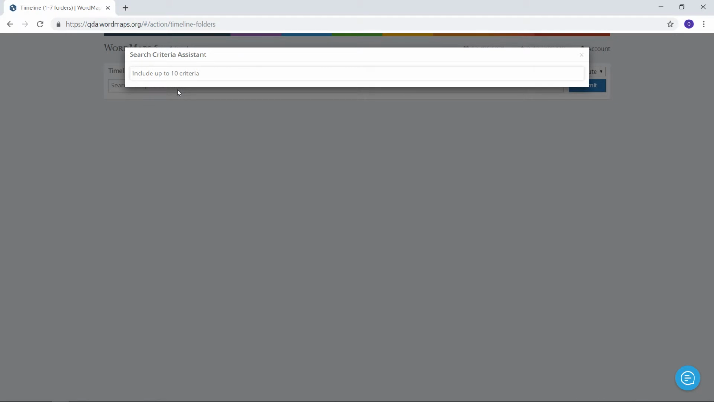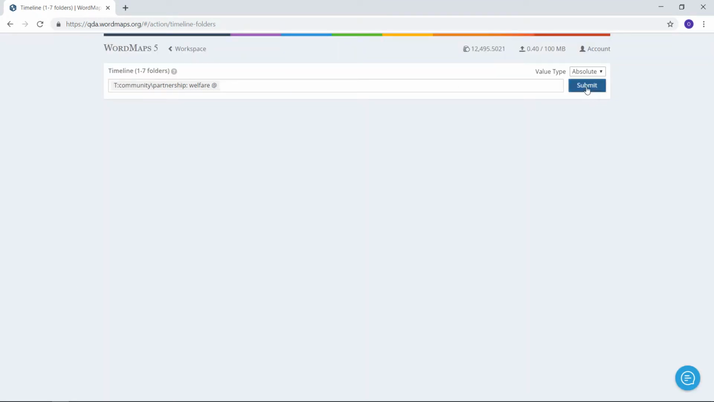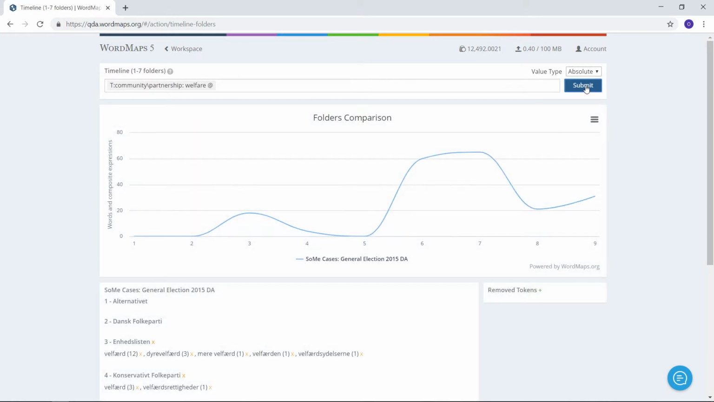And we select the welfare topic once again. So we have it here. And let's see what the difference is. And now we see that there is really a big difference between how much the welfare topic is being communicated by the different parties. These two first parties don't really focus that much on that, the Alternative and Dansk Folkeparti.